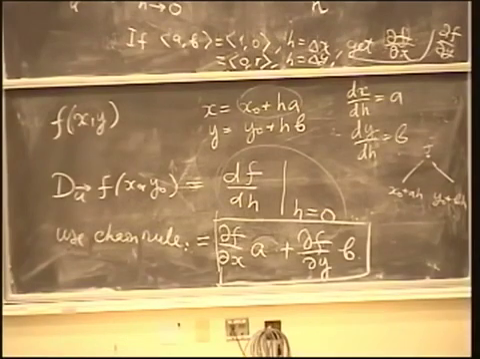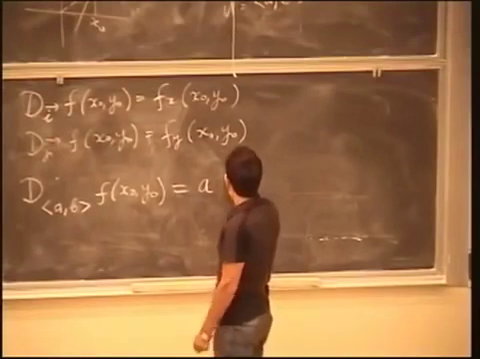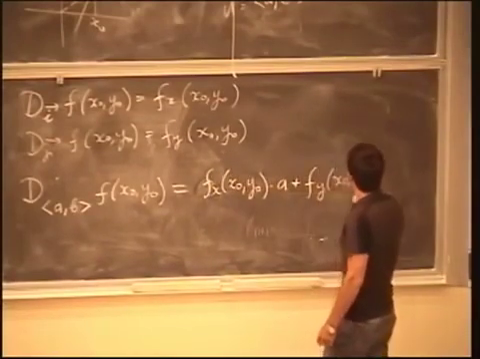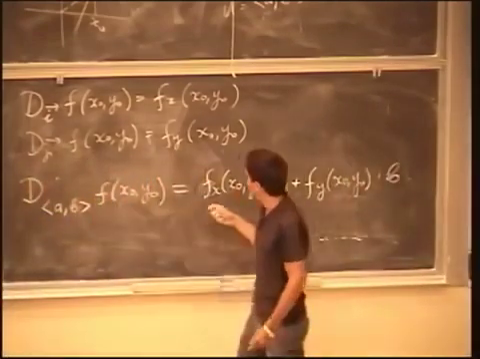The directional derivative with respect to a general vector u, which is ab, is just, and I want to write it a slightly different way, f_x of x0, y0 times a plus f_y of x0, y0 times b. Just this formula, but now I switch back to the old notation, f sub x, f sub y.